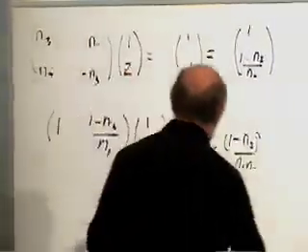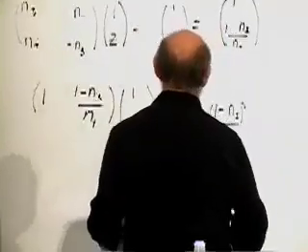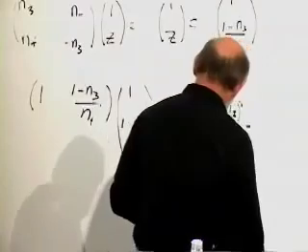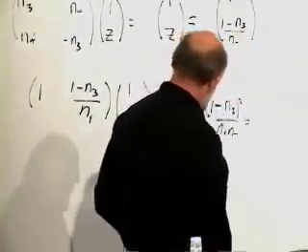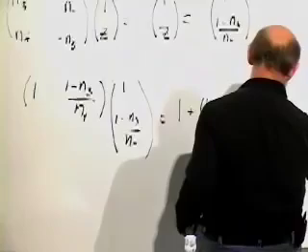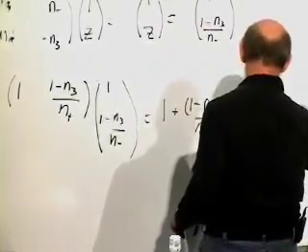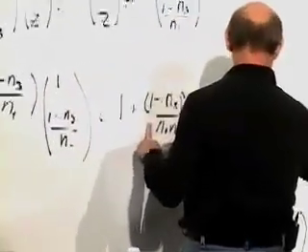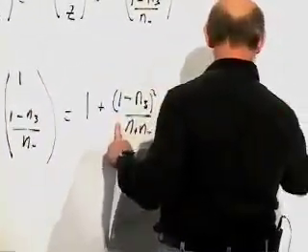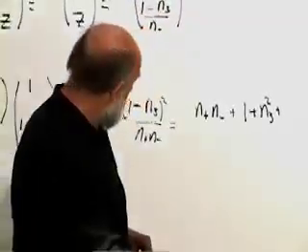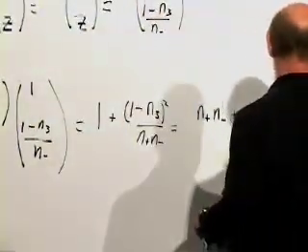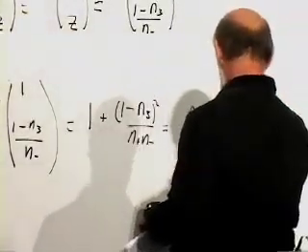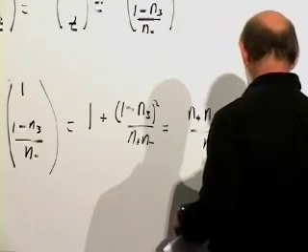Let's work it out. Let's multiply 1 by n plus n minus. So this becomes n plus n minus plus 1. When I square this out, I'll get 1 plus n3 squared minus twice n3. Am I doing this right? And then we have to divide that by n plus n minus.